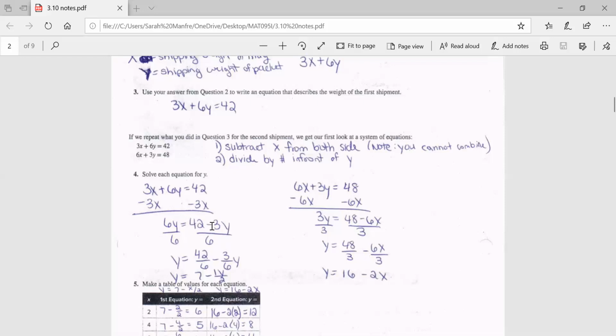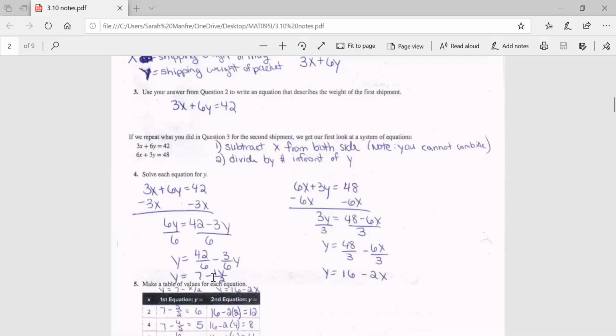So that should say 42 minus 3x, not 3y. And then bring the 6y down, and then it says divide by the number in front of y. So I'm going to divide everything by 6. So I have 42 divided by 6 and 3 divided by 6. 42 divided by 6 is 7, and 3 divided by 6 is a half.